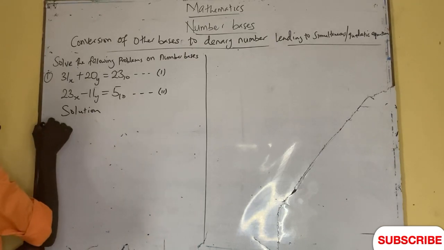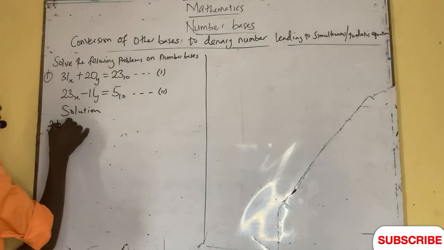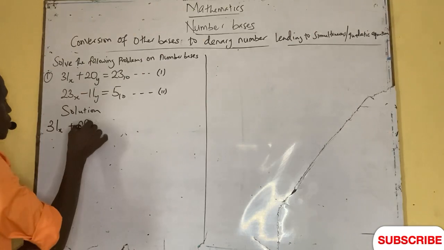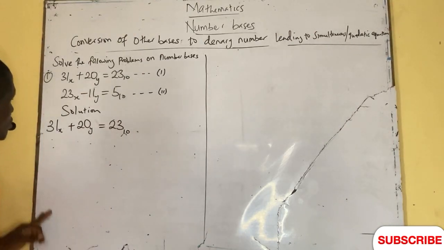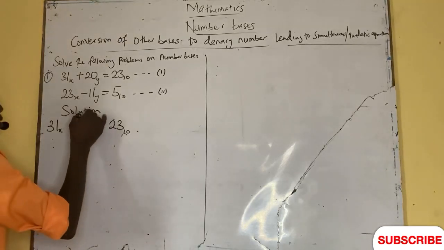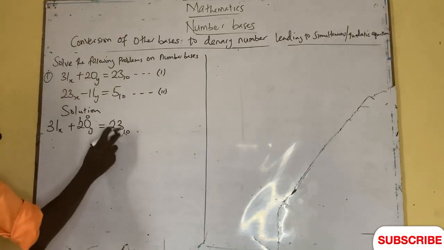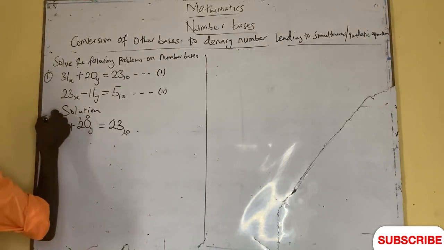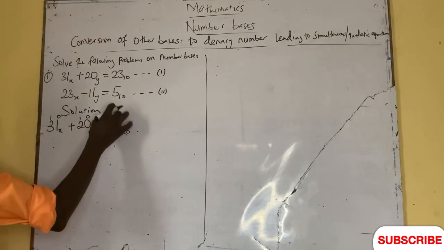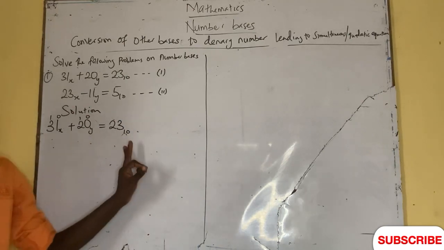Now, taking equation 1, which is 31 base x plus 20 base y equal to 23 base 10. The first thing is to expand this one. This one is already base 10, so there's nothing for you to number or expand. You don't need to add the digits here because this one is already in base 10.